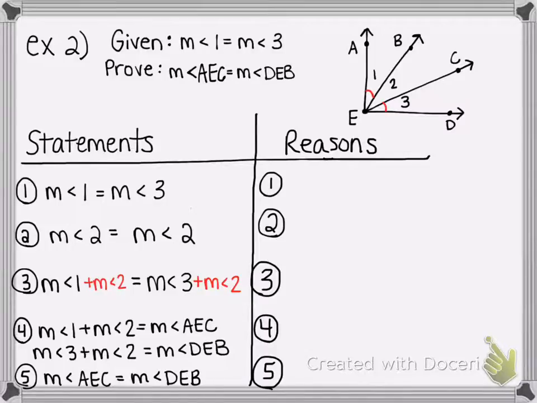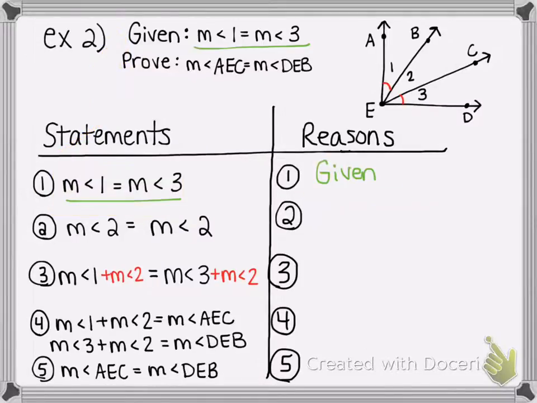Okay, so now, reason number 1. We need to figure out our reason number 1, which tells us how in the world we got the measure of angle 1 is equal to the measure of angle 3. Well, remember what I just said. Your first reason is always given, because your first statement is always going to match given. So, statement 1, given. We're good.